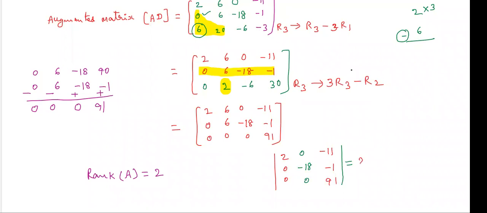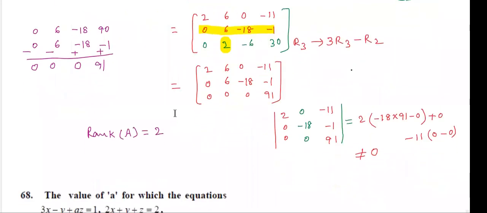Then what we get? 2 into minus 18 into 91, minus 0. Okay, this is 0. Minus 11 into 0, minus 0. Overall, observe whether it is equal to 0 or not. We don't care about the value; what is important is whether it is equal to 0 or not equal to 0. If it is not equal to 0, then the rank of AD we can say is 3.